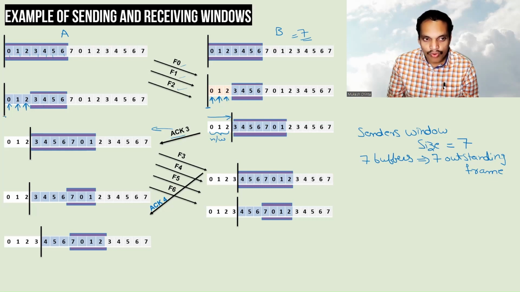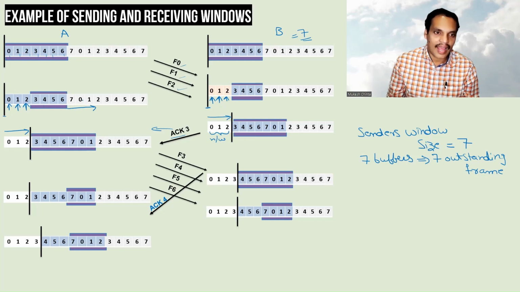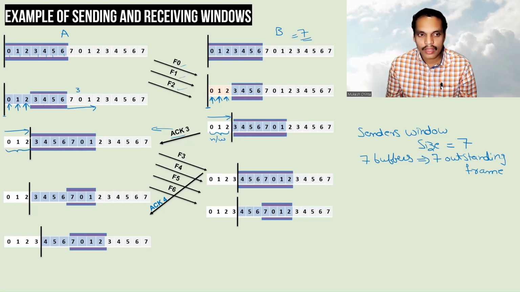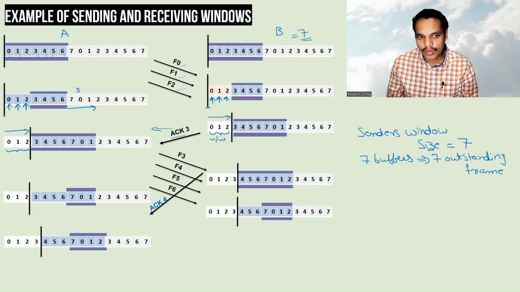So it has moved this edge from here to here, and this window is now slid further to add the next 3 frames because 3 frames have been acknowledged. What about these? They are removed from the buffer because they are no longer required. These frames have been acknowledged by the receiver. So next, it sent frame 3, frame 4, frame 5, and frame 6.